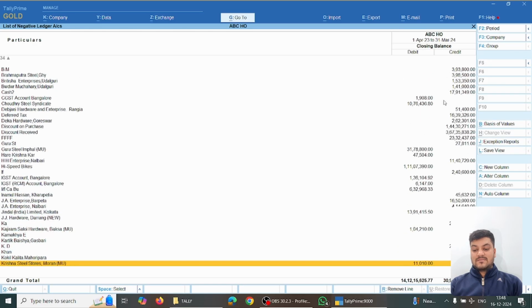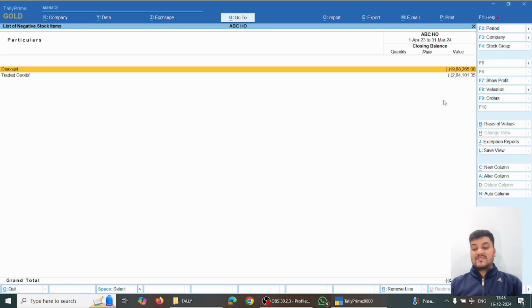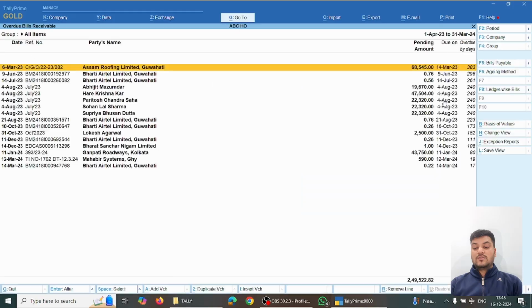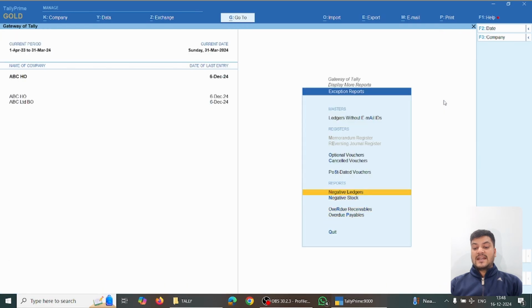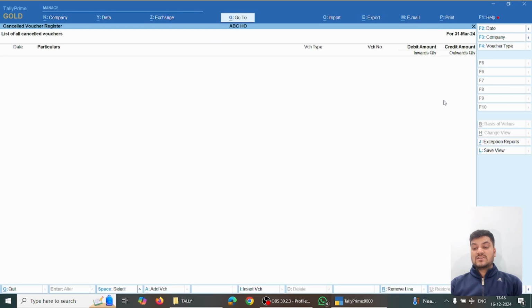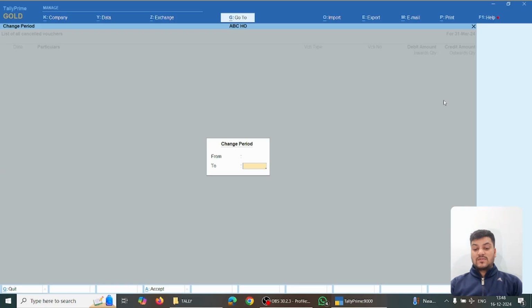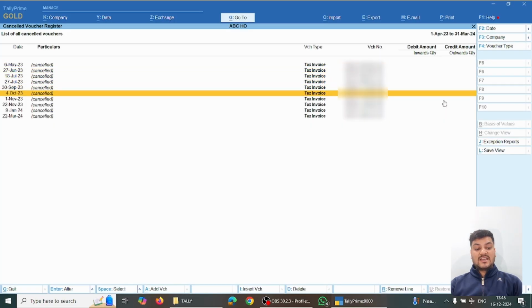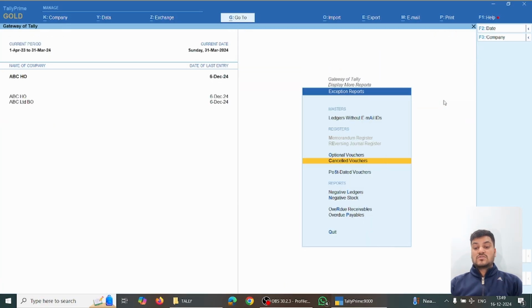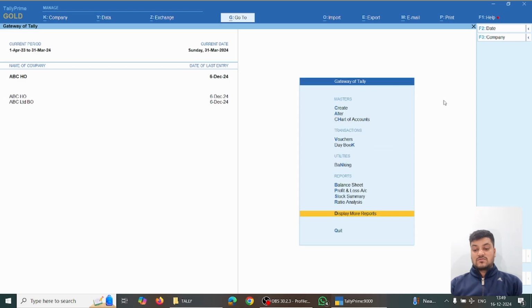Okay, similarly in here itself you can see if there is any negative stock or overdue receivable, overdue payable, and if there are any cancelled vouchers. If we sort out, we can see that there are so many cancelled vouchers. So this thing also can help you a lot to know about the things that you must focus on while auditing.